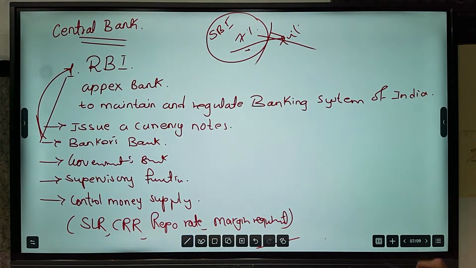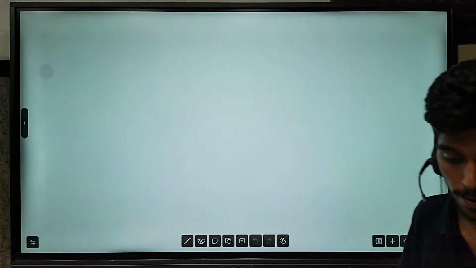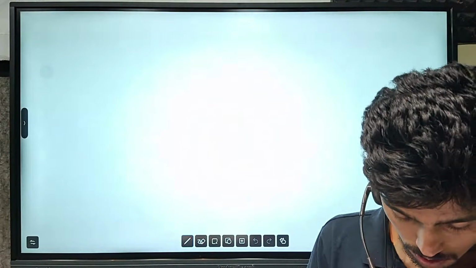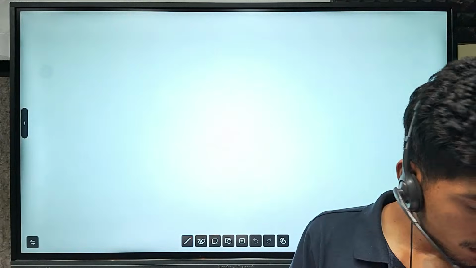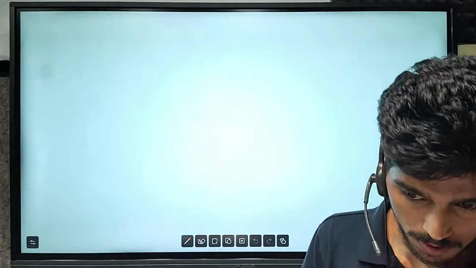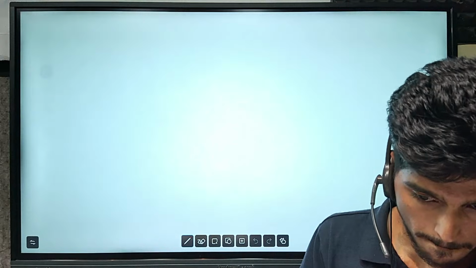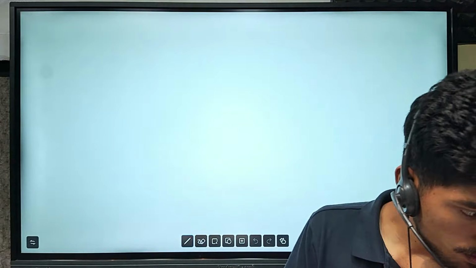How to go to the next page? Okay. We'll see what else is there more. We'll check the syllabus.